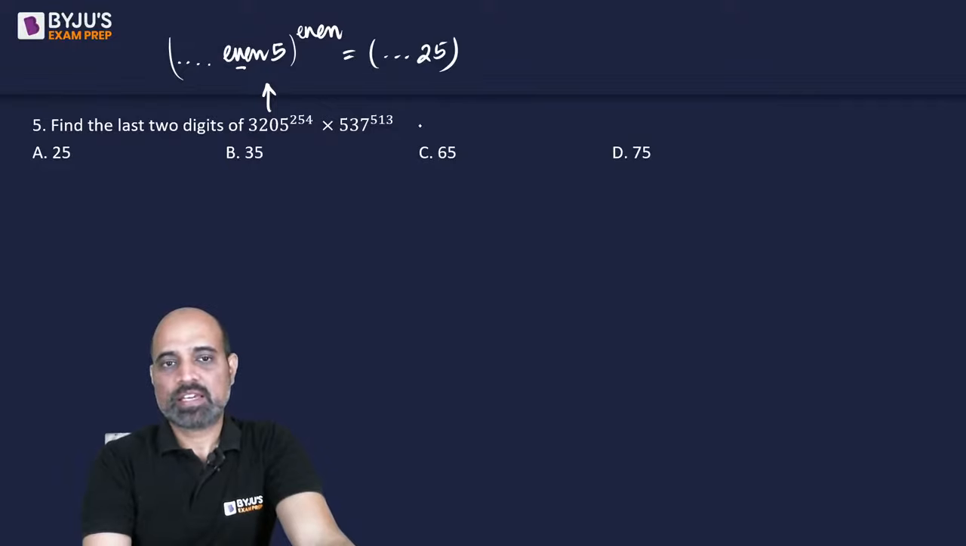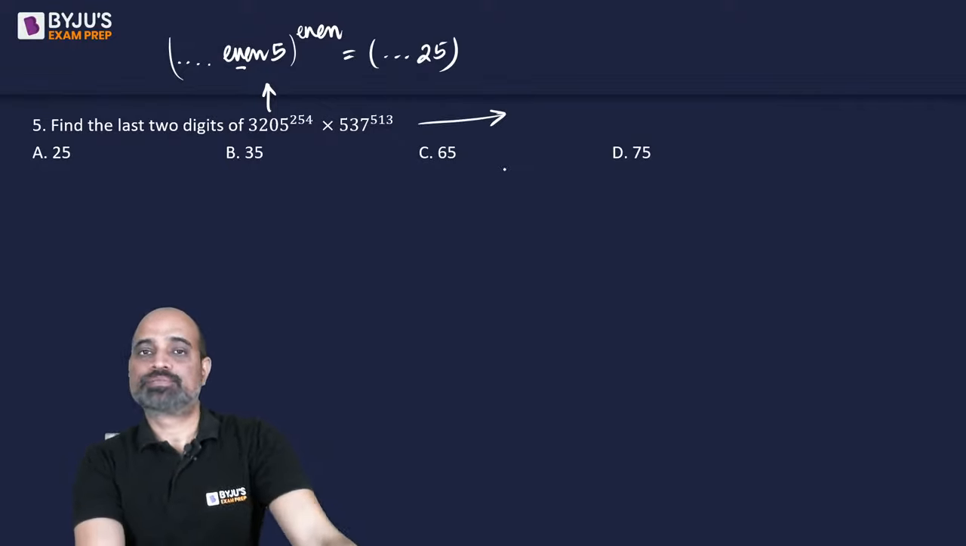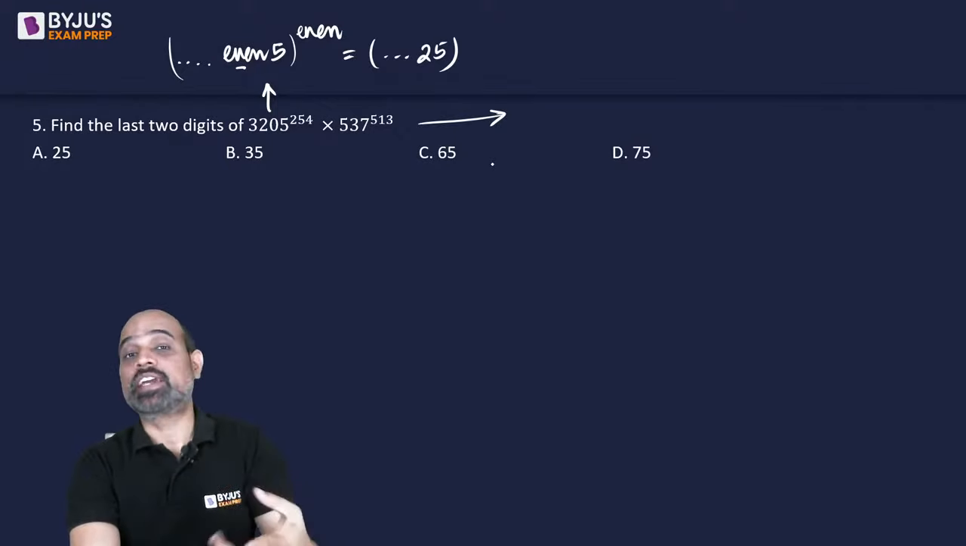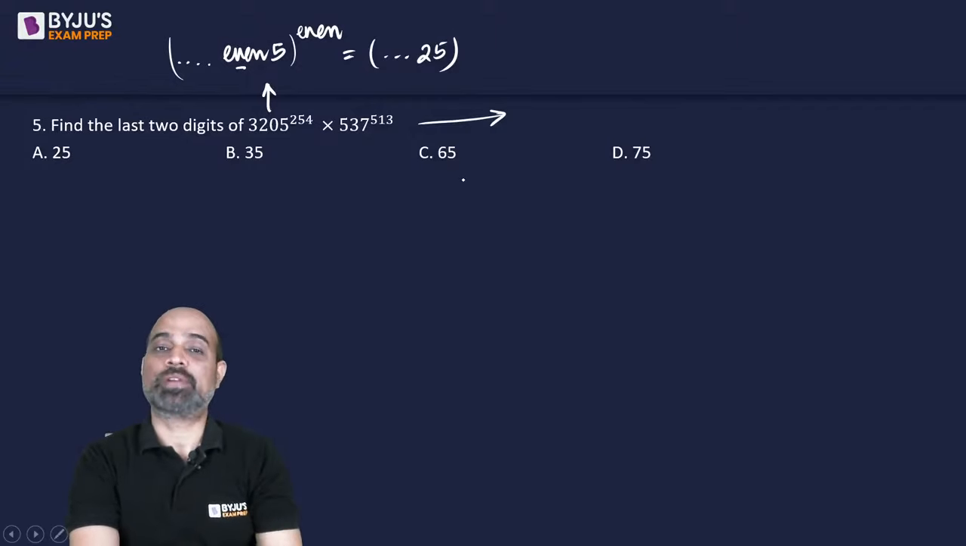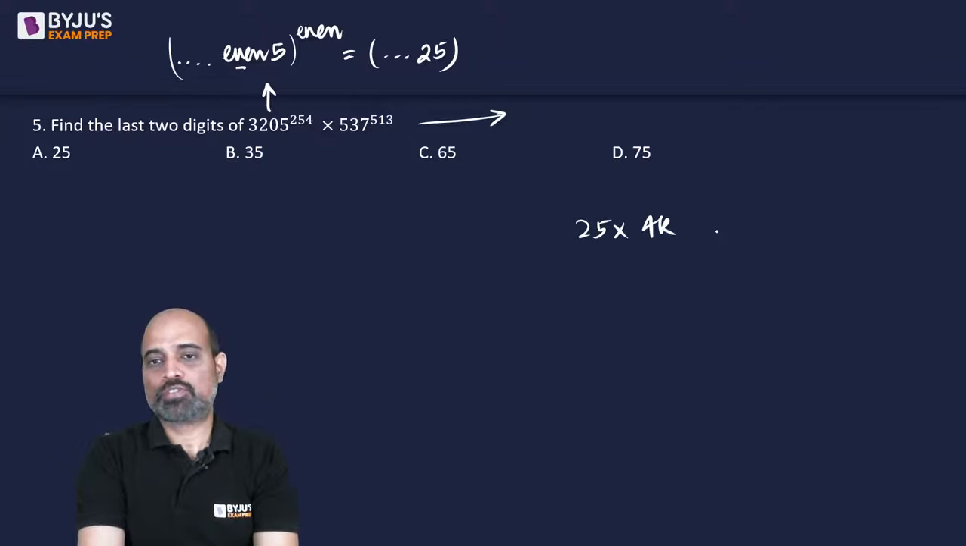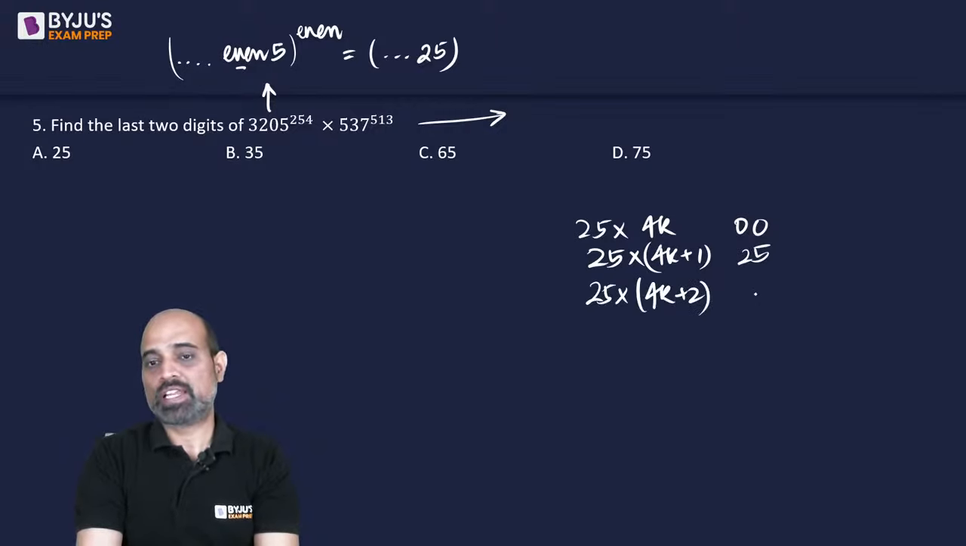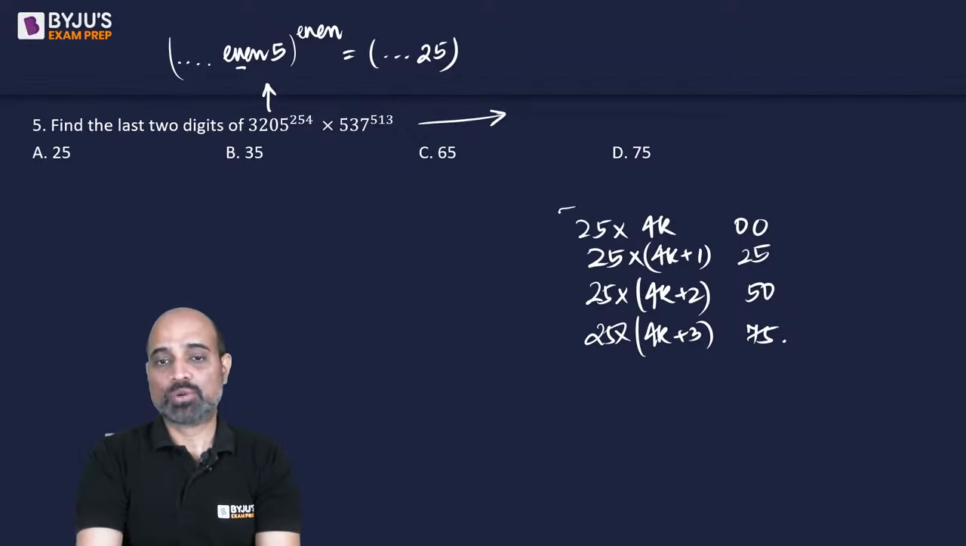Okay. Now let's look at the second one. For the 25 thing, the number should be of the form 4k plus r. 25 into a number of the form 4k will end in 00. 25 into a number of the form 4k plus 1 will end in 25. 25 into a number of the form 4k plus 2 will end in 50. 25 into a number of the form 4k plus 3 will end in 75. ये rule होता है 25 का.